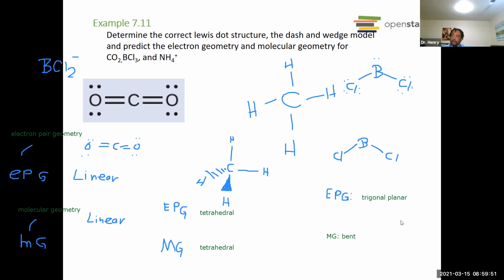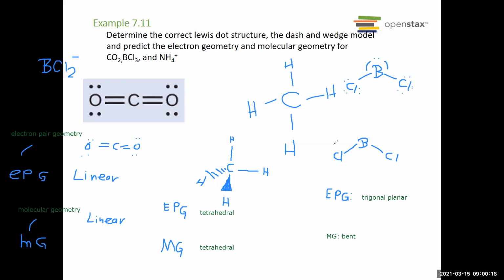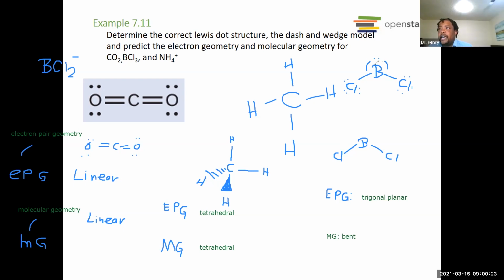Okay. Makes sense? Quick question, Dr. Henry. Why would it be bent? Because these free electrons push down, because they want to push things as far away from them as possible. So these lone pair electrons are going to be pushing down on the ones that are forming real attachments. So they're going to push down on these guys to make the structure a bent structure.